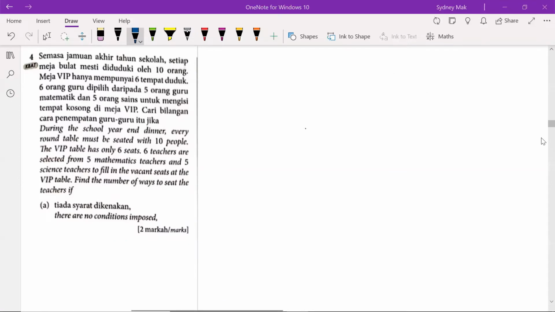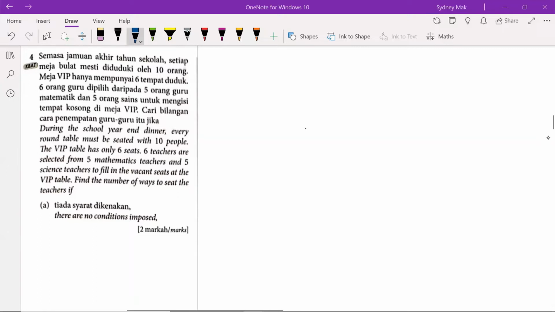Hi everyone, this is practice summative of chapter 4, paper 1, question number 4. During the school year-end dinner, every round table must be seated with 10 people. The VIP table has only 6 seats. 6 teachers are selected from 5 maths teachers and 5 science teachers to fill in the vacant seats at the VIP table. So we need to find the number of ways to seat the teachers if there are no conditions imposed.